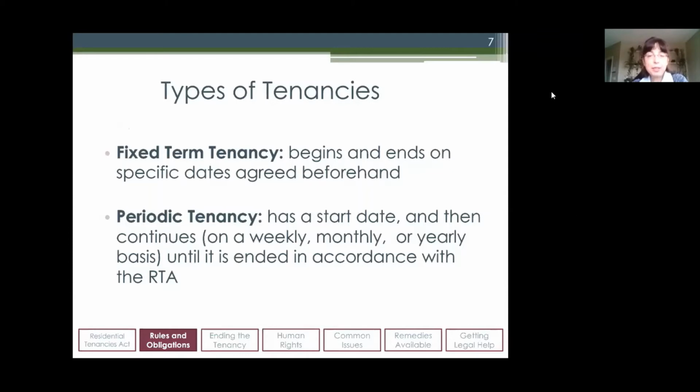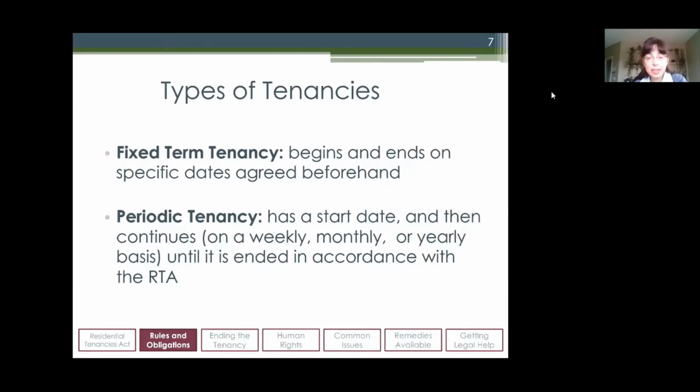There are two types of tenancies. Fixed term, which is what we commonly know as a lease, like a 1-year lease, a 2-year lease, a 6-month lease. So it starts on a specific day and ends on a specific day, so everybody knows the start, the end, and there's no continuation expected. Although, of course, it can be continued, but then a new lease would have to be concluded.